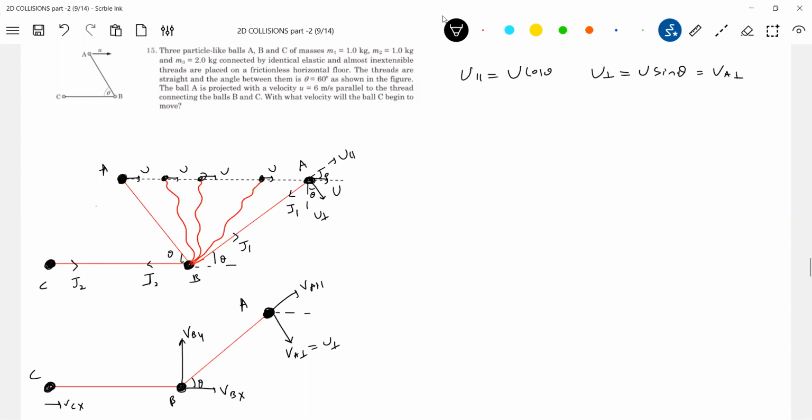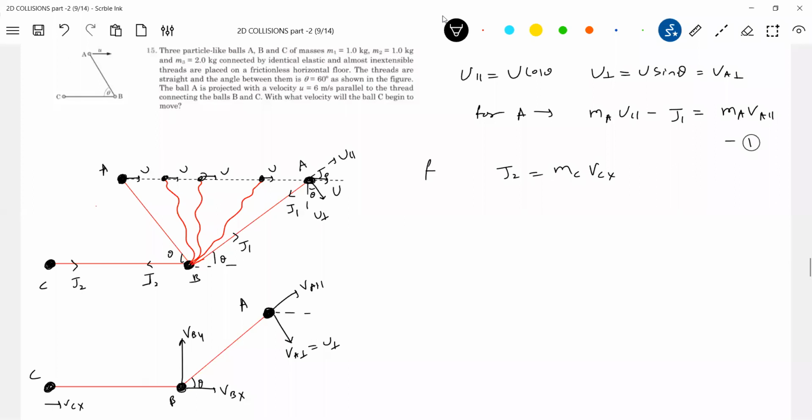Okay, write the impulse momentum equation on particle A. Particle masses are different, M1, M2. I'll write MA, let me retain that symbol. MA u parallel minus J1 is equal to MA VA parallel. That's one equation. Then for the particle C, J2 should be equal to MC VCX.